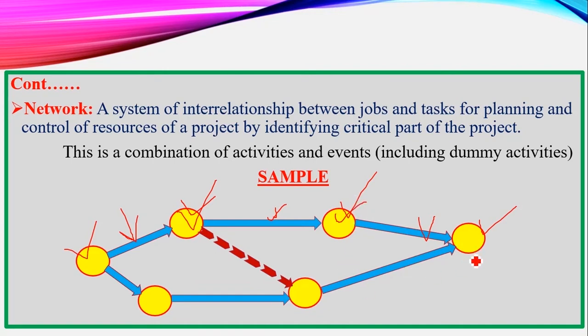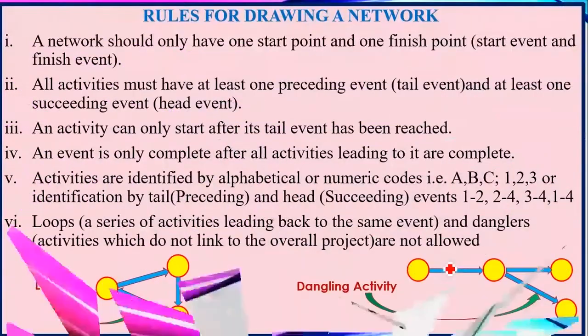Preceding event is the event that comes before. That is the preceding event. Like for example, in this particular activity here, this is the preceding event. Then the event that comes after is the succeeding event for that particular case.